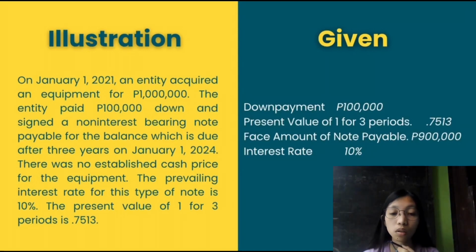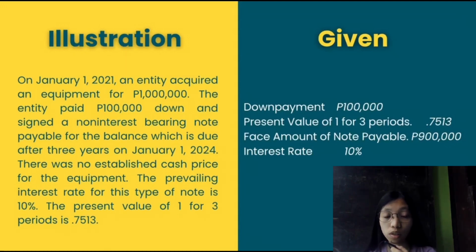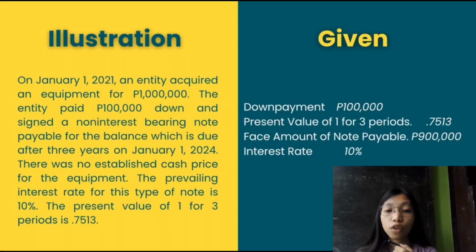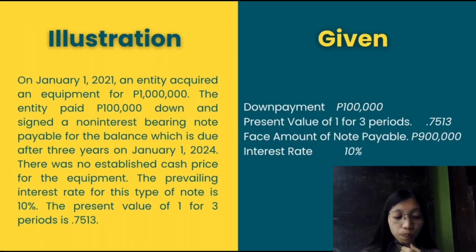And the face amount of note payable, which is 900,000 pesos. 900,000 pesos na lang ang atong face amount of note payable, kay since naman kay down payment na 100,000 pesos. And the interest rate, which is 10%. So, as we all know, the down payment, also called a deposit in British English, is an initial upfront partial payment for the purchase of expensive items or services such as a car or a house. It is usually paid in cash or equivalent at the time of finalizing the transaction.